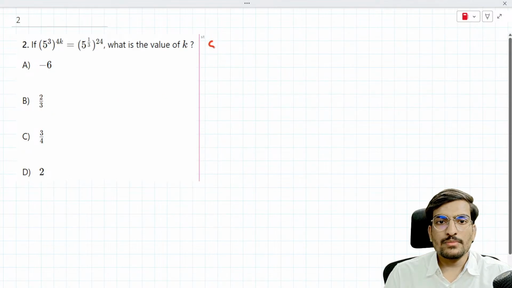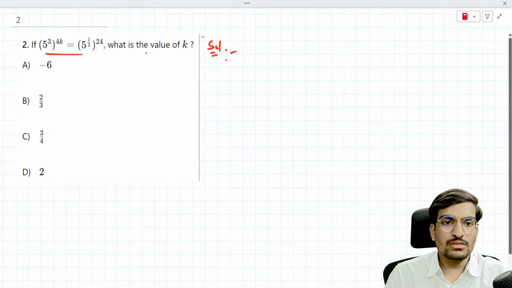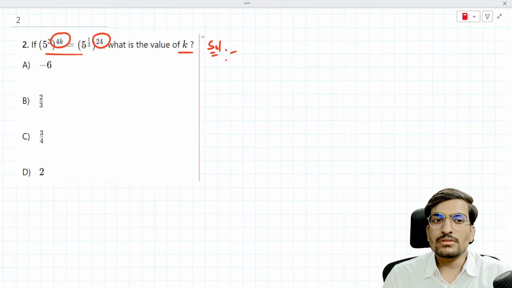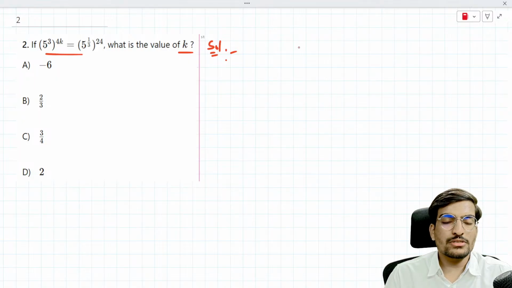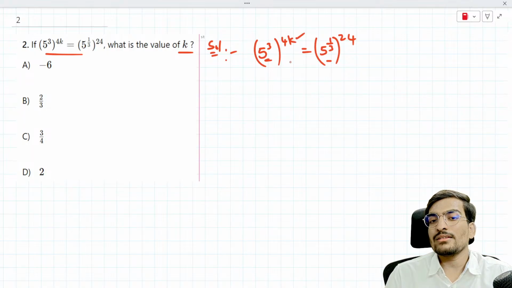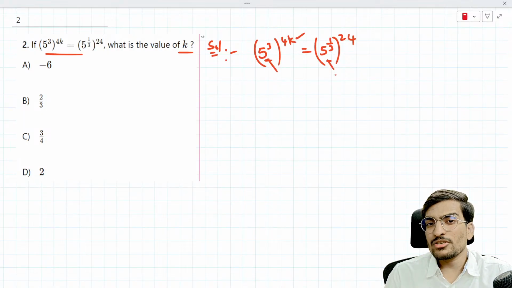Now coming to question number 2. They have given this and they are asking us to find the value of k, and k is in the exponent. So we use, if bases are equal, we equate powers. So that's going to be 5 raised to the power of 3 whole power 4k, that equals 5 raised to the power of 1 by 3 whole raised to the power of 24. So we try to match up bases. Bases are already the same, so we equate powers.